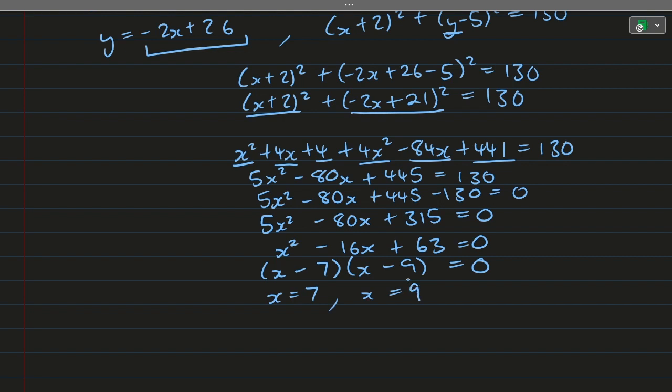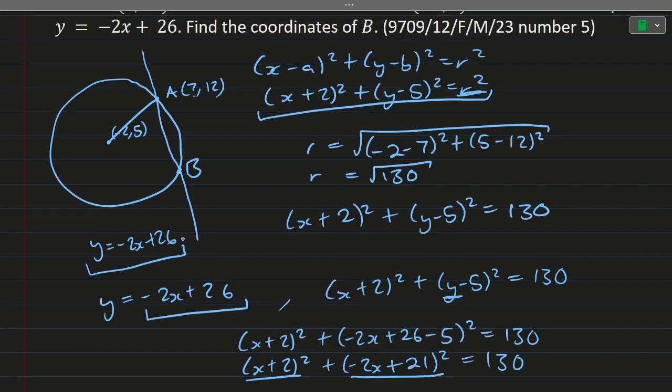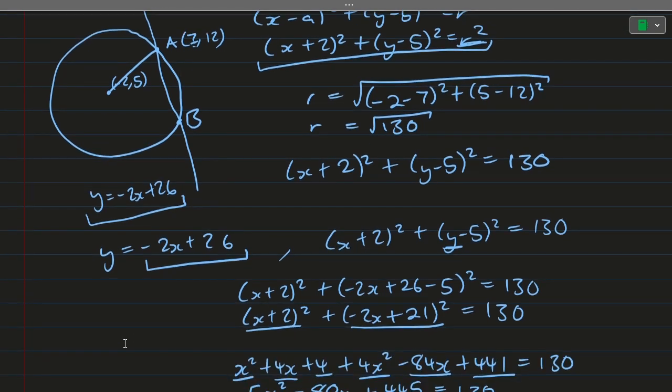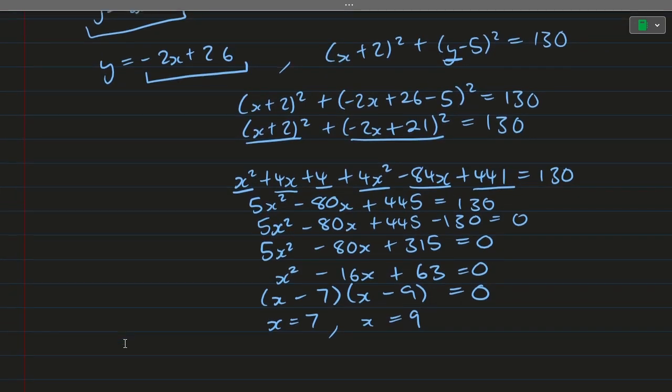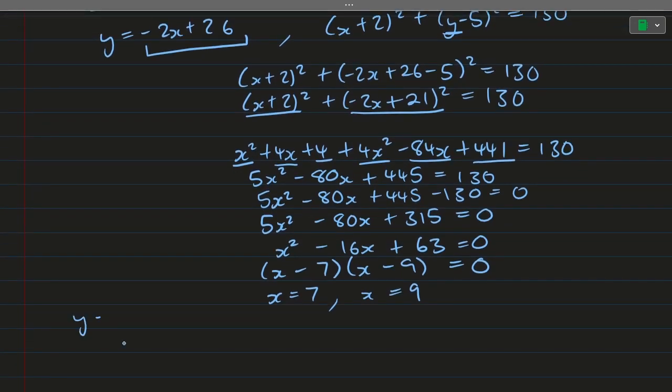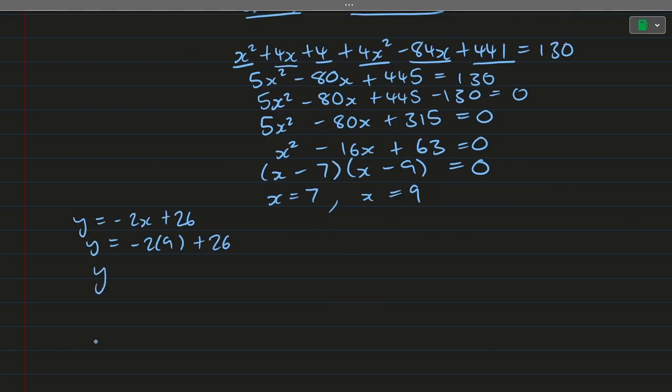Now remember that we're looking for the coordinates of B. We already know that at A, x is 7. So that must mean that at B, x is 9. And now let's evaluate the y value when x is 9. So we're going to use the equation y equals negative 2x plus 26. We substitute x with 9. This gives us y is equal to 8. And that means that the coordinates of B are (9, 8). And that would be our final answer.